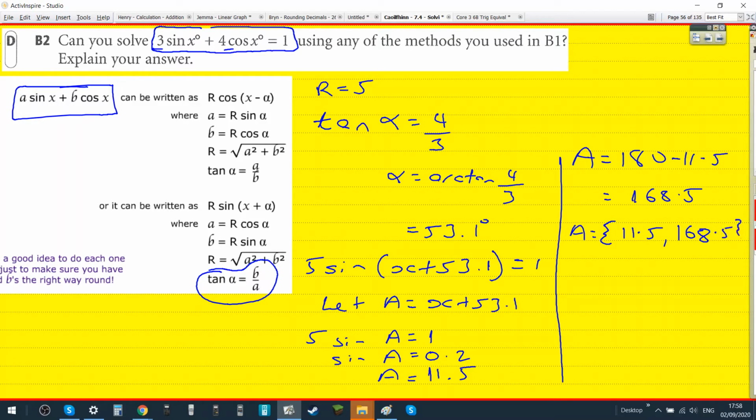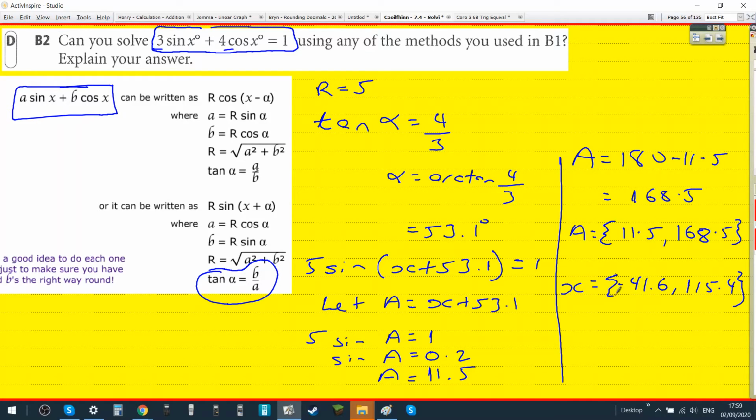So we have a, but we weren't asked for a. We were asked to solve for x. So a equals x plus 53.1, so x equals a minus 53.1. So 11.5 minus 53.1 gives us minus 41.6, and 168.5 minus 53.1 gives us 115.4. I don't know, but let's say this is between 0 and 360.